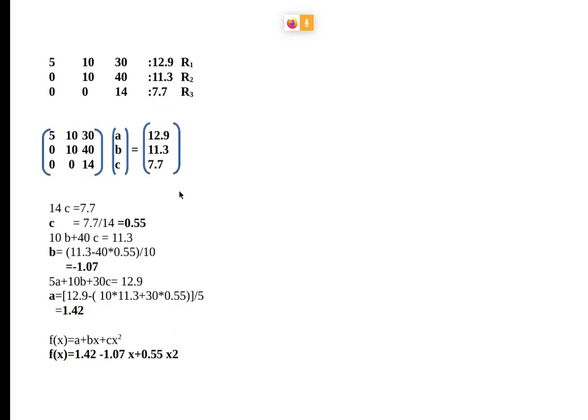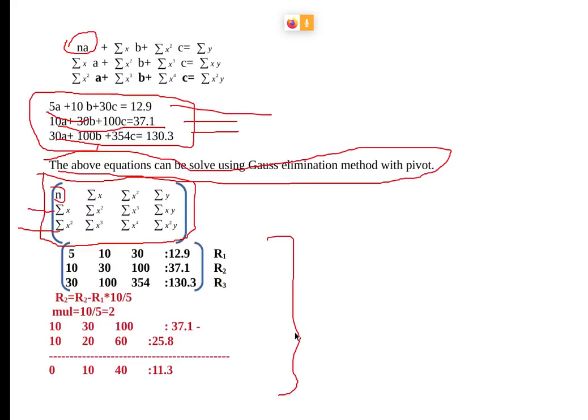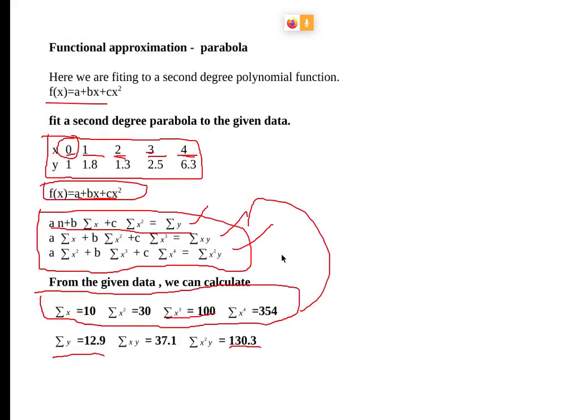So at last we have got the result as A as 1.42 and B as minus 1.07 and C as 0.55. So we can substitute these values in the equation f of x equal to a plus bx plus cx square, that is 1.42 minus 1.07 x plus 0.55 x square. So we have got the second degree equation for the given set of points.